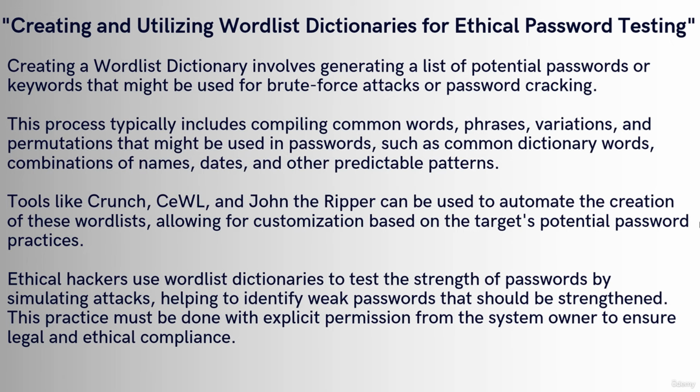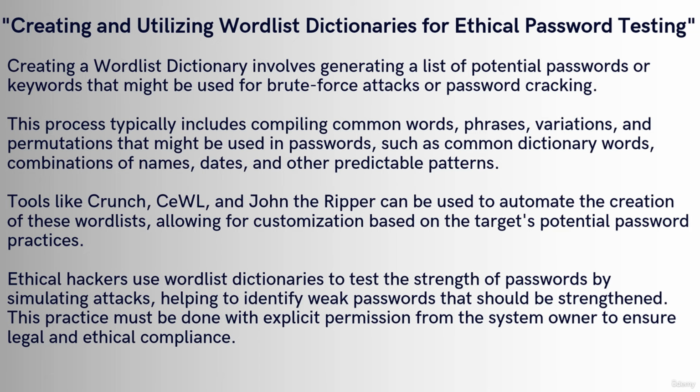Hello everyone. In this video, let us take a look at creating and utilizing wordlist dictionaries for ethical password testing. Creating a wordlist dictionary involves generating a list of potential passwords or keywords that might be used for brute force attacks or password cracking. This process typically includes compiling common words, phrases, variations, and permutations that might be used in passwords, such as common dictionary words, combinations of names, dates, and other predictable patterns, and tools like Crunch and John the Ripper can be used to automate the creation of these wordlists in Kali Linux, allowing the customization based on the target's potential password practices.